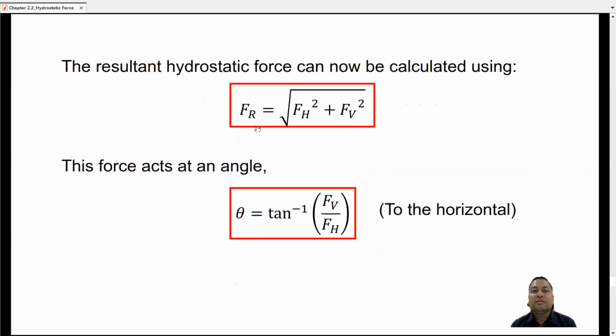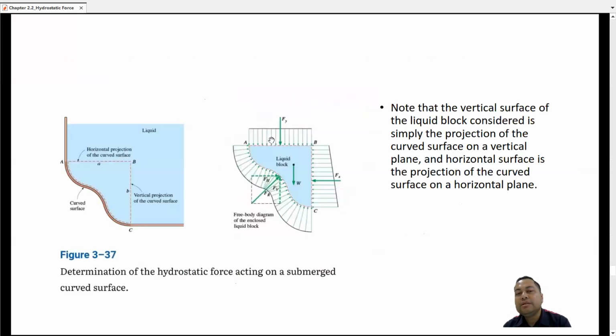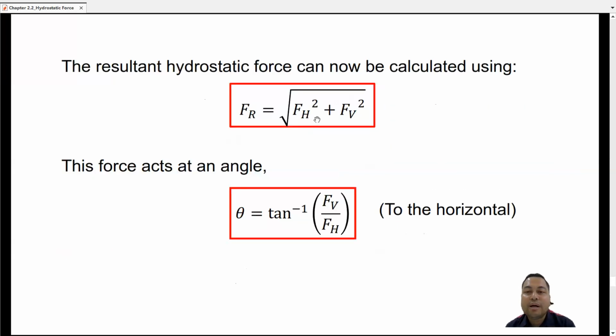So the resultant hydrostatic force, when we already know the values for Fx and Fy, is F resultant equal to horizontal force squared plus vertical force squared. Yes, it is a square root of this. This force acts at an angle theta, which is equivalent to tangent inverse of F vertical divided by F horizontal. And this theta is taken to the horizontal or from free surface.